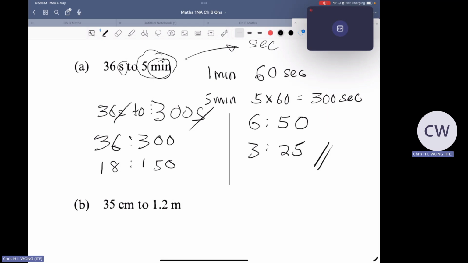So do you want to change cm to meter or meter to cm? If you change cm to meter, your number becomes very small, because cm is very small. So you must change big to small. This one will become bigger and will look big.